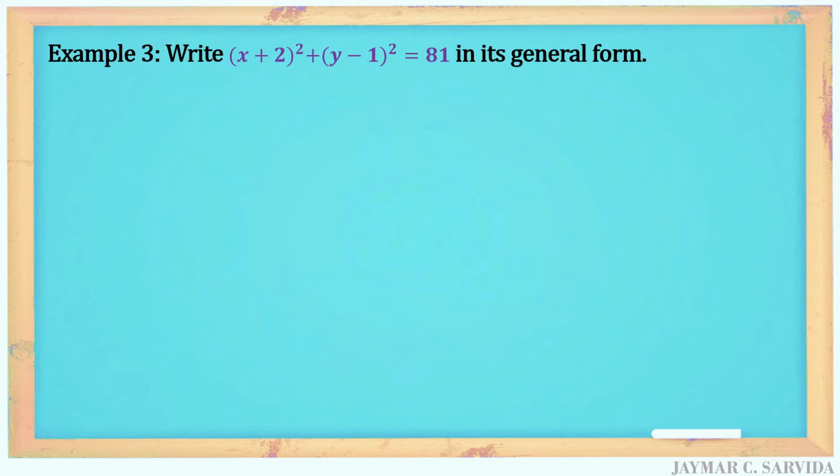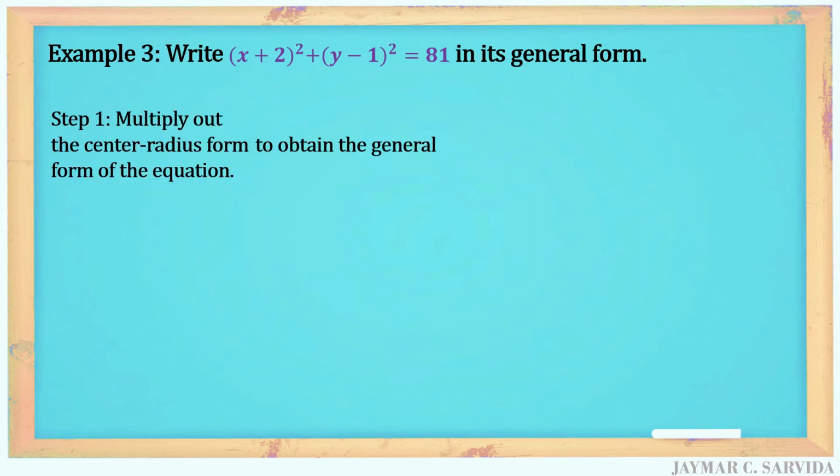Okay, so example number 3, write quantity of x plus 2 squared plus quantity of y minus 1 squared equals 81 in its general form. Okay, so ito, gagawin siya nating general equation. So from standard equation to general equation. So step 1, multiply out the center radius form to obtain the general form of the equation. Okay, so here's the given. Quantity of x plus 2 squared plus quantity of y minus 1 squared equals 81.